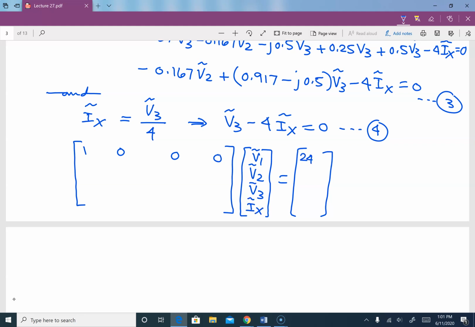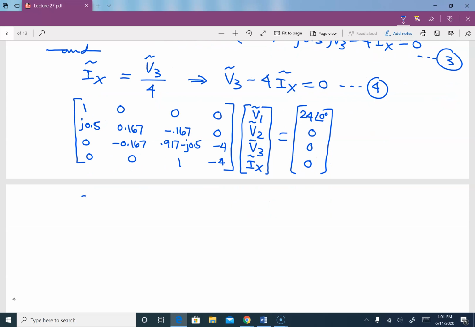And that is 24 with angle 0. Second equation, J 0.5, 0.167, negative 0.167, and 0. The third equation, we have 0 minus 0.167, and the third term here, 0.917 minus J 0.5, and then negative 4. Then we will have 0, 0, 1, and negative 4. And these here are zeros.